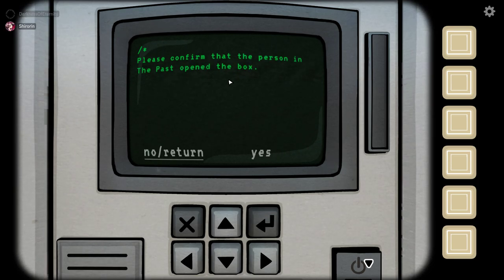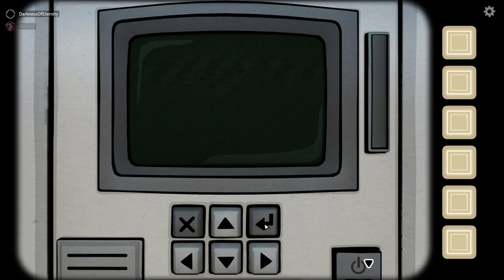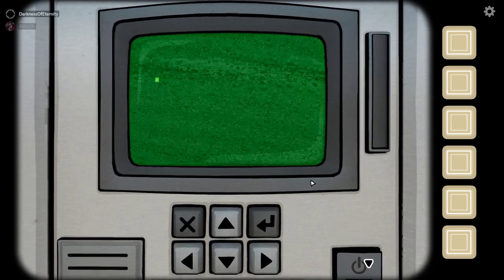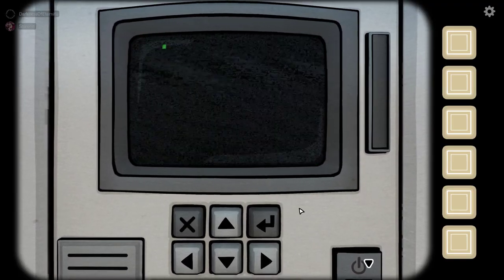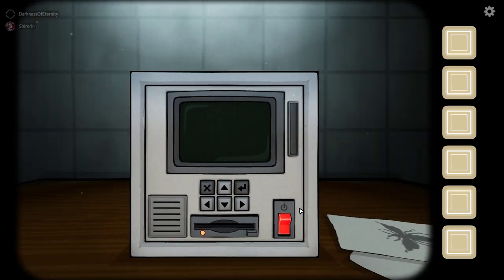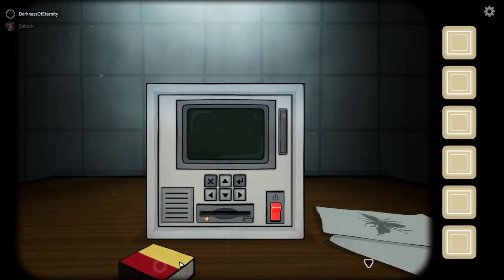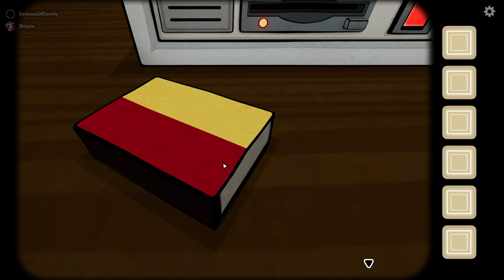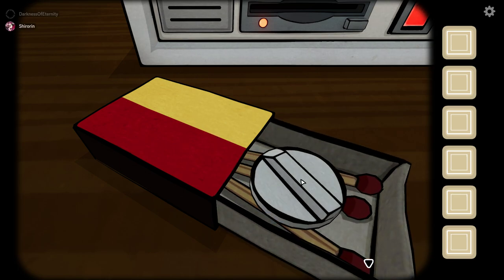Okay. Oh, so this is what it looks like. The other person opened the box. Did you open it? Yeah, I opened it. Got some matches done. Just looking around the room now. Huh. That's what it looks like. That's what it looked like. Huh. Interesting. Who's this? Oh.